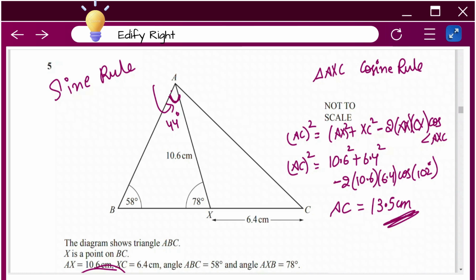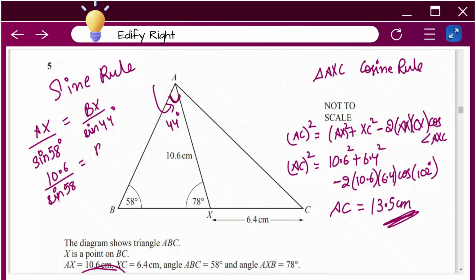So let's try to use the sine rule here. We have AX by sine 58 degrees is equal to BX by sine of the opposite angle, which is 44 degrees. And AX is obviously 10.6 here, so let's put in the values. 10.6 by sine 58 is equal to BX, that's what we're trying to find out, by sine 44 degrees. And when you do the calculations, you get BX is equal to 8.68 centimeters. So that's how you find the length of BX, by using the sine rule. Most of the trigonometry sums, you either have to use the sine rule or the cosine rule basically.